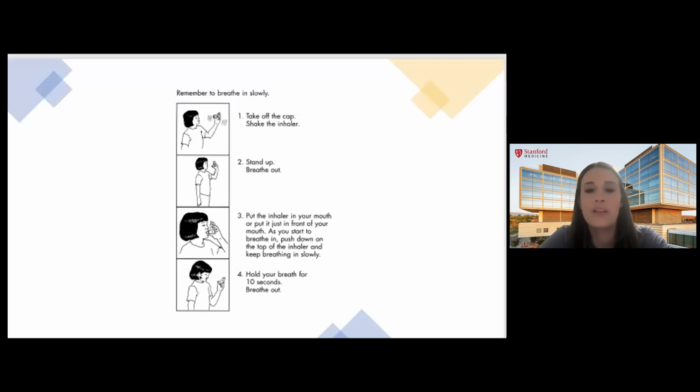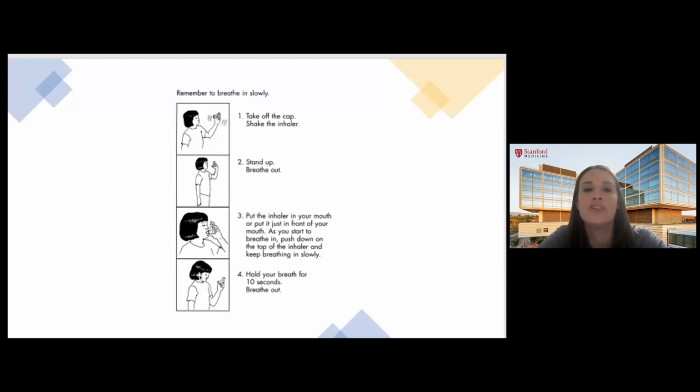But generally for a regular inhaler, what you want to do is take the cap off, shake the inhaler to prime it. You want to make sure you're standing up. You want to take a full breath out. Then you want to put the inhaler in your mouth or just right in front of it. And then push. This is where it's important to coordinate the movement. You want to push down on your inhaler while taking in a deep, slow breath. And then, very important, you want to try and hold your breath for 10 seconds before breathing out. And that's for the first puff.